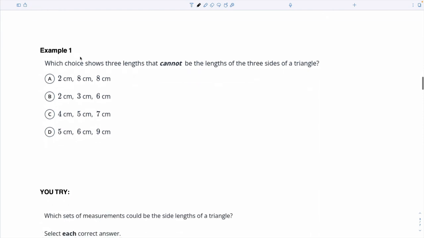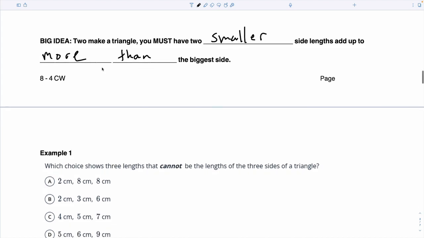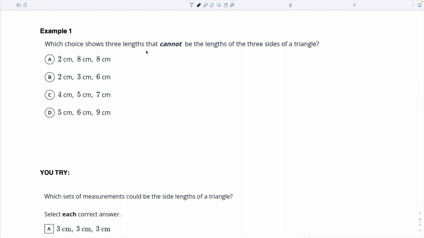So let's take a look at example 1. Did you fill that out, TJ? Yeah. Okay. Everyone filled out that. You got it. Next page. Which choice shows 3 lengths that cannot be the lengths of a triangle? Take 2, 8, and 8. Well, 8 is the biggest one, and 2 plus 8 is 10. So these are the 2 smallest so far. 10 is bigger than 8. That would work for a triangle. 2 plus 3 is 5. There's your smaller side lengths. Is 5 bigger than 6? No, it's less than it, so B should be your answer.